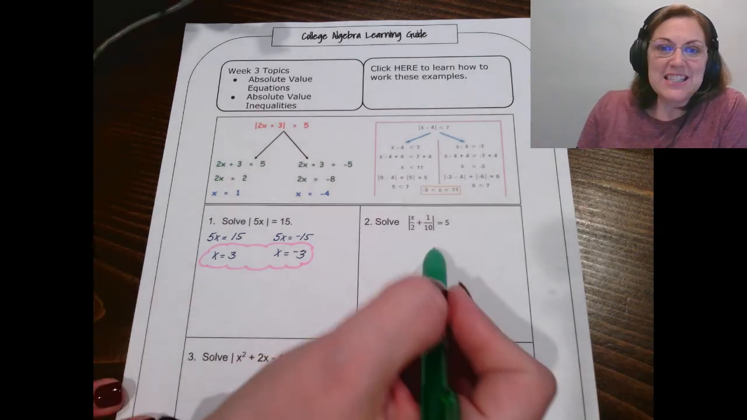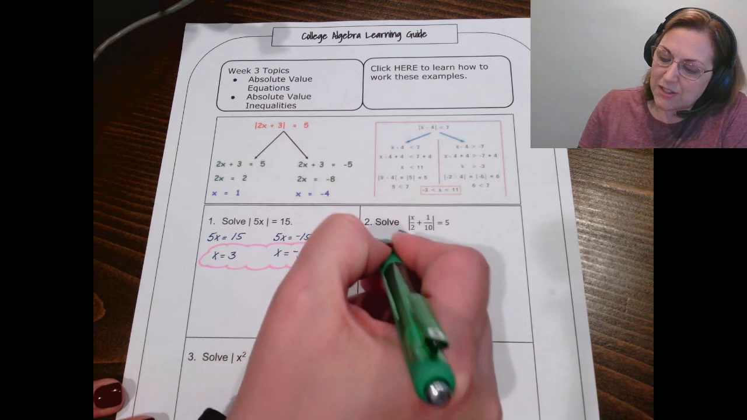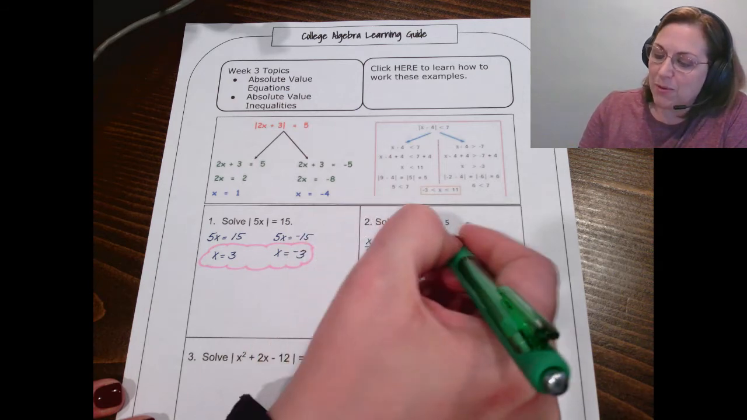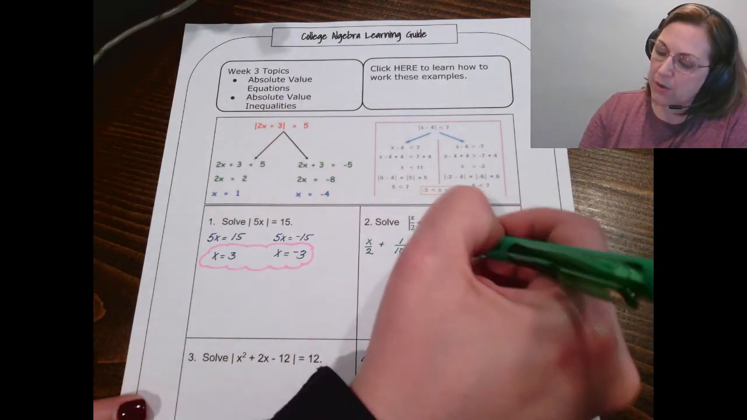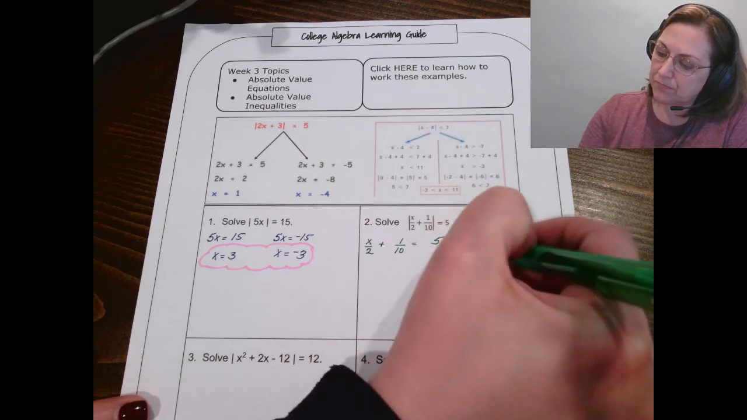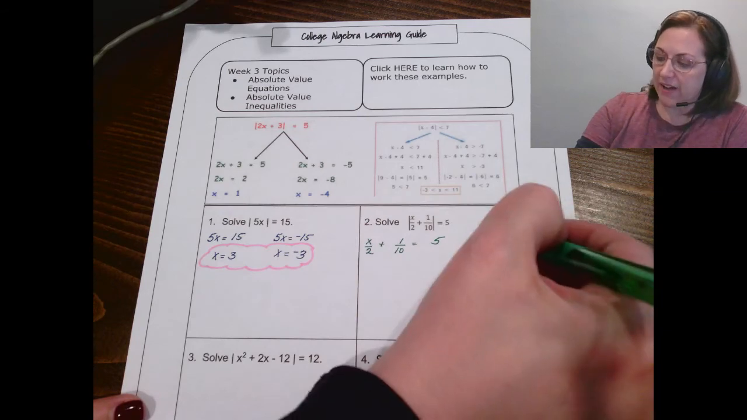Look at the second problem. We'll do the same thing, but my goodness, we have fractions to work with. So I want to be careful that I help you get through those pretty easily. So here's your first equation. And then my second equation is a negative 5 there.